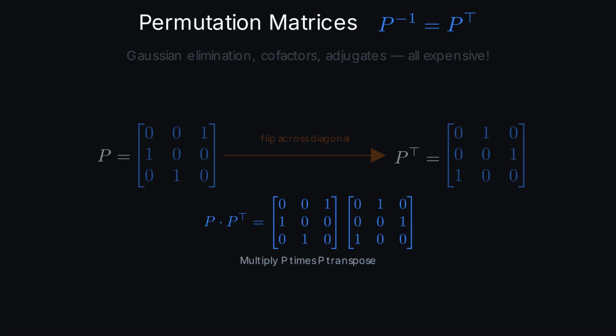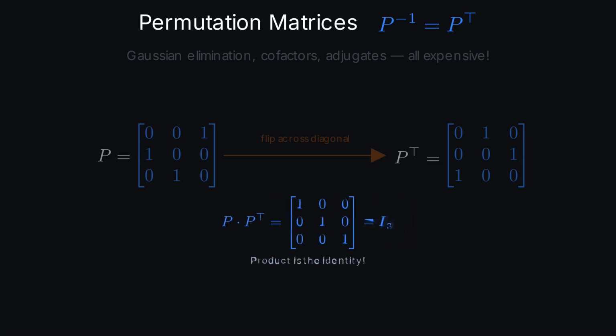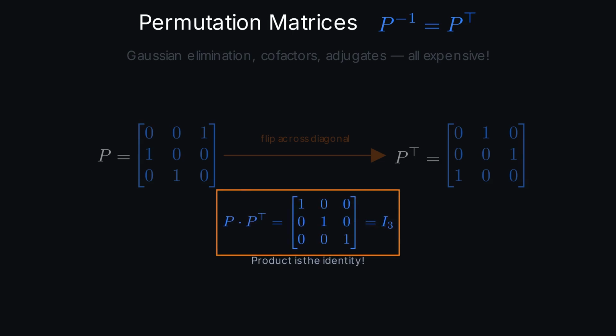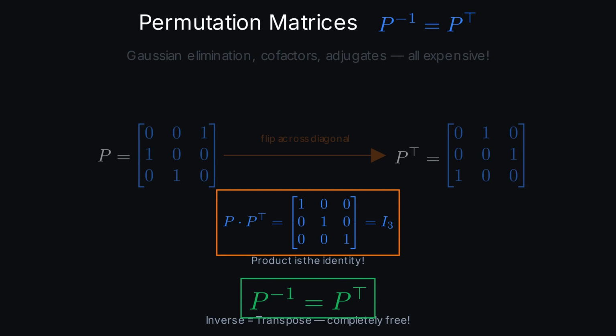Now multiply P times P transpose. The result is the 3 by 3 identity matrix. That means P inverse equals P transpose, completely free. These are called permutation matrices, and here's why this always works.